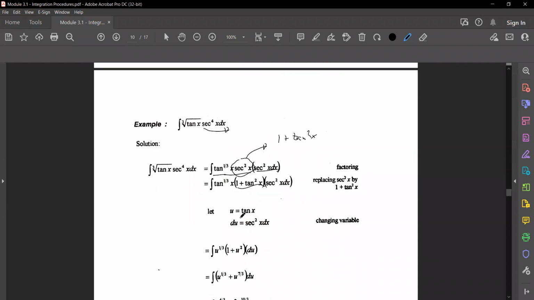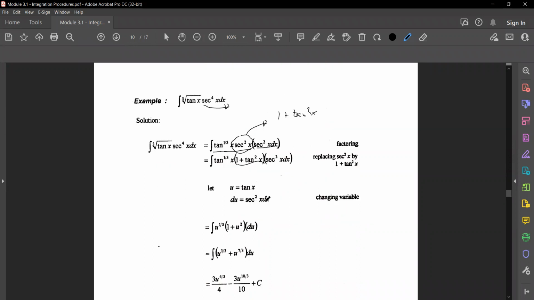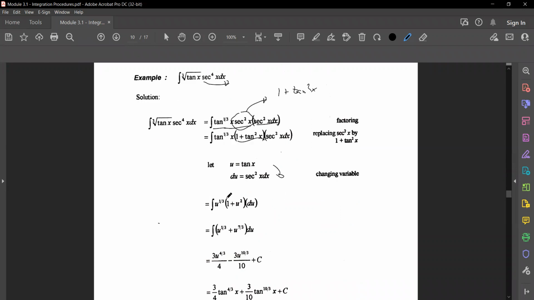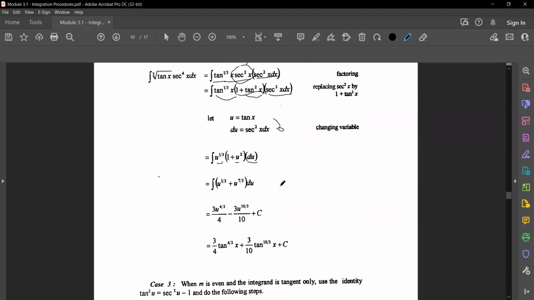So we let u is equal to tan x, and du would be secant squared x dx. So this is just the derivative of your u. Then substitute. For the tan x, we have u, so that is u raised to 1/3. And 1 plus tan squared, which is u squared. And yung secant squared x dx natin is just du. Retain lang yung du. Then proceed with integration.